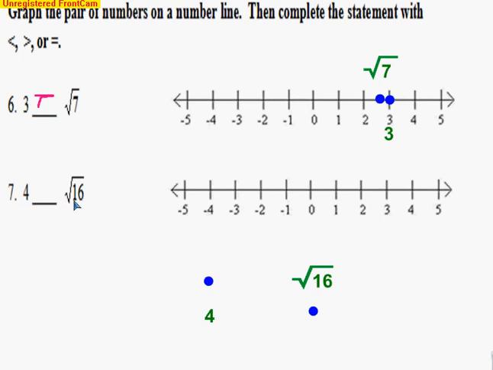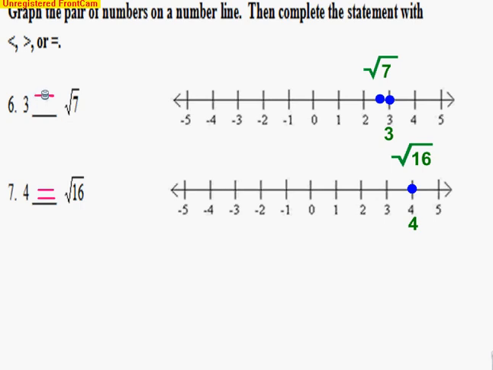4 and the square root of 16. Let's plot these. 4 on a number line. The square root of 16 is actually equivalent to 4, so they would end up plotting at the same spot. Therefore, we would find that 4 is equal to the square root of 16.